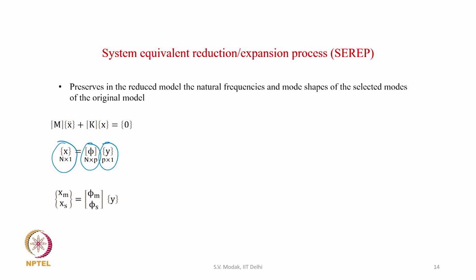Now, again we partition this vector x into two parts, the vector of master DOFs and the vector of slave DOFs, and the eigenvector matrix is also partitioned accordingly into phi m and phi s, right. And now we can write down the equation for only the master degrees of freedom, that is x m is equal to phi m into y. Here a is the number of master degrees of freedom, right. Now you can see it is a system of linear equations.